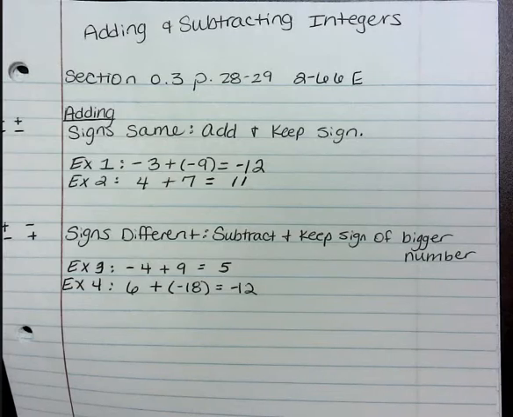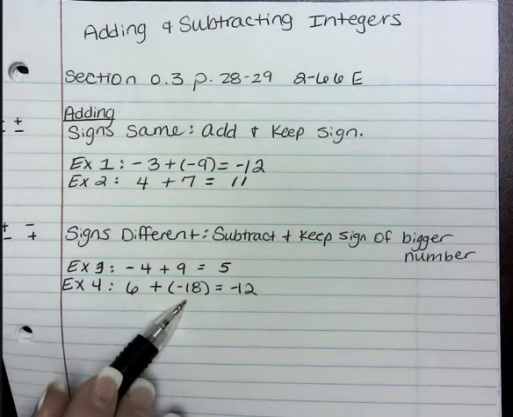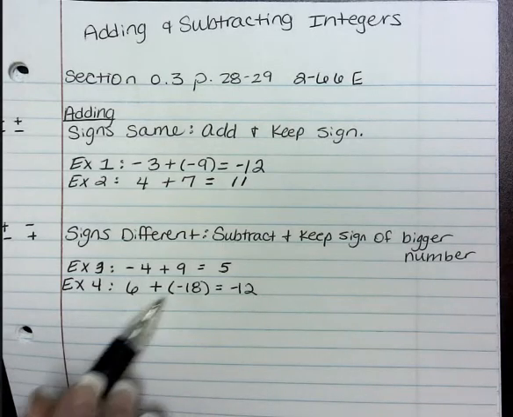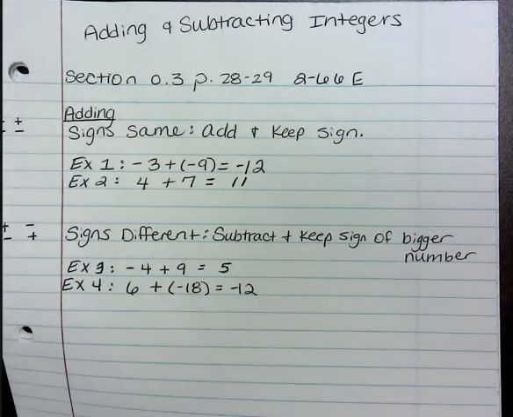Money terms, you have $6 in the bank account, but you go to the store and you spend $18. So that means that you owe the bank $12. You took out more than what you had.